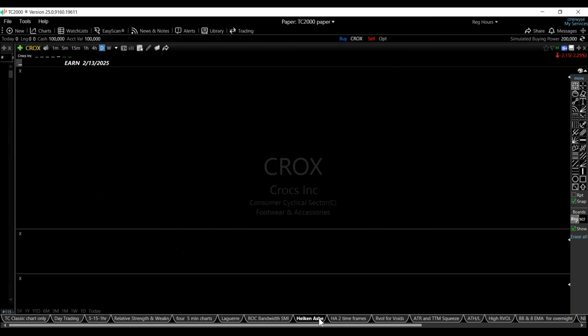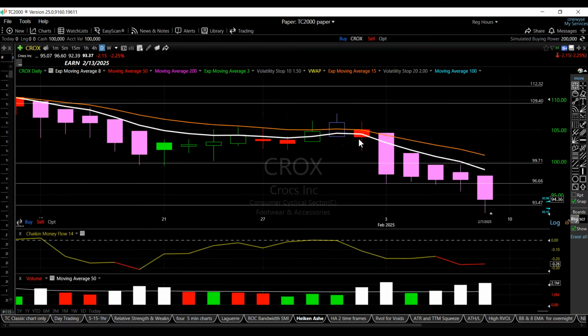But let's look at the Heiken-Ashi candle from yesterday. We're in a trend, a downtrend. Here's a Heiken-Ashi candle to the downside. Flat top, flat top, flat top. Wick and a tail, flat top. This is a continuation to the downside of Crocs. So this is what you'd be looking at Monday for a short.